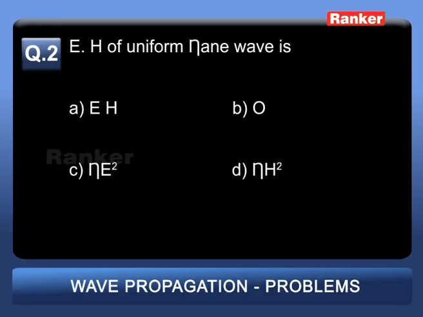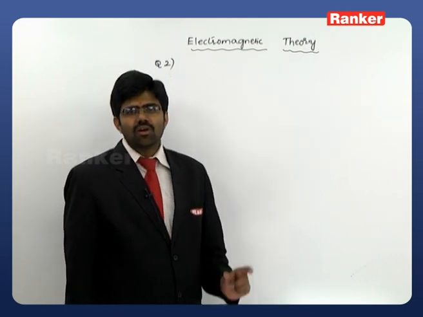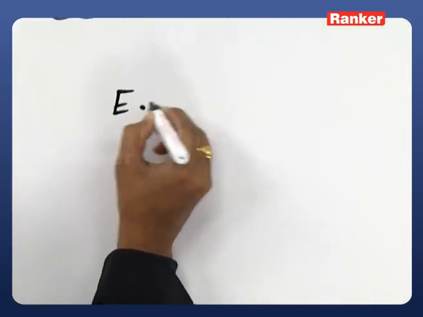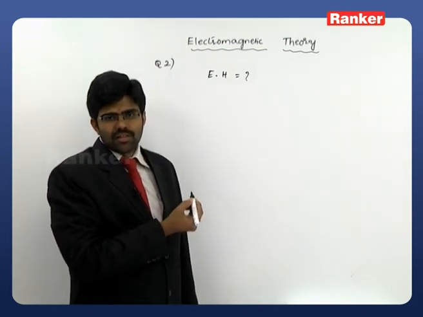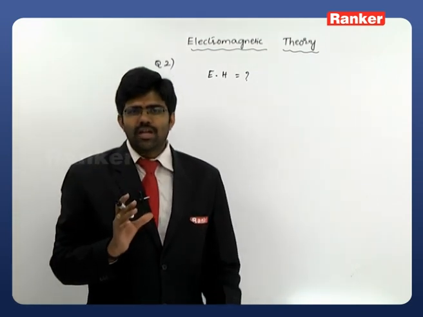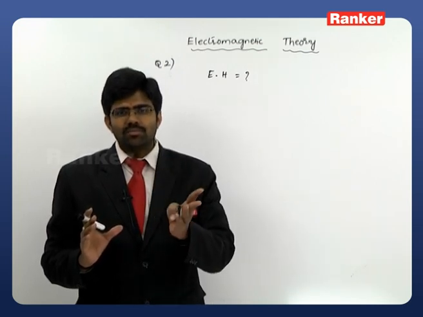Question number 2. E dot H of a uniform plane wave is: option A, EH; option B, 0; option C, eta into E square; option D, eta into H square. A very simple problem is given to us: E dot H of a uniform plane wave. That is what we are supposed to analyze. Since it is a uniform plane wave, the electric field and magnetic field lie on a plane.